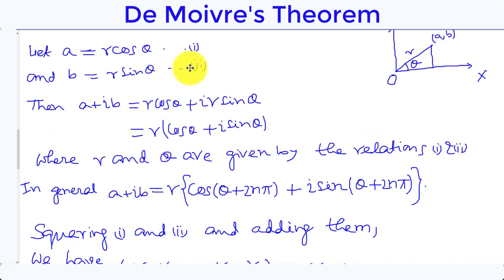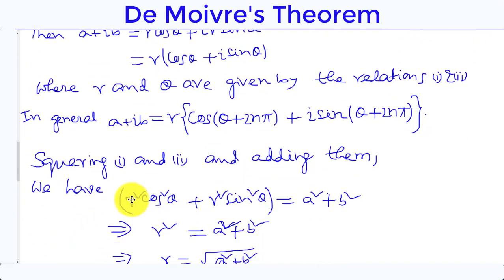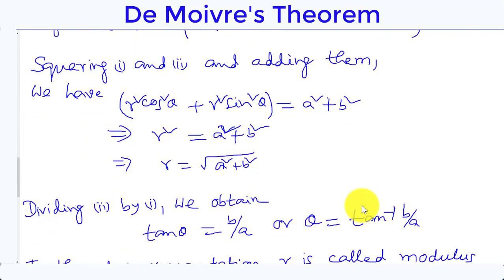Now, squaring equations 1 and 2 and adding them, we have R² cos²θ + R² sin²θ is equal to A² + B², which implies that R² is equal to A² + B², or R is equal to the square root of A² + B². Since R is a distance, R is taken as positive.